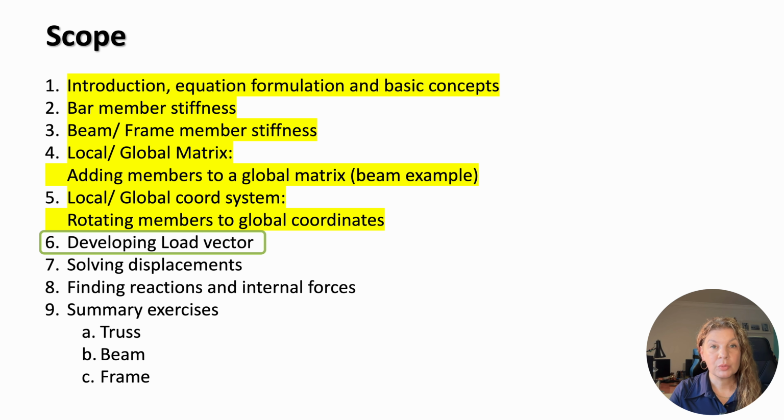In the last few lectures, we built the element stiffness matrices, rotated them into global coordinates, and assembled them into a global stiffness matrix. But so far, we've only constructed the left-hand side of the stiffness equation. To solve it, we also need the right-hand side, which is the load vector. So in this lecture, we'll introduce the load or force vector, we'll distinguish between nodal loads and equivalent nodal loads, and we'll work our way through truss and beam examples. By the end, you'll be able to assemble the global load vector ready for solving displacements in the next lecture.